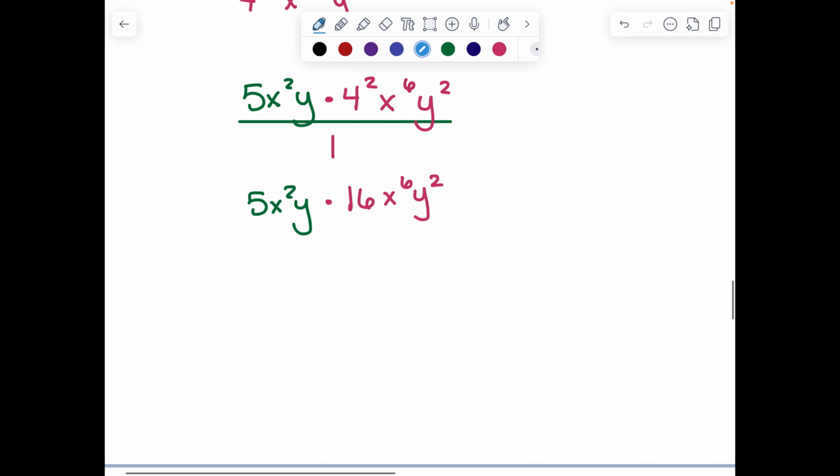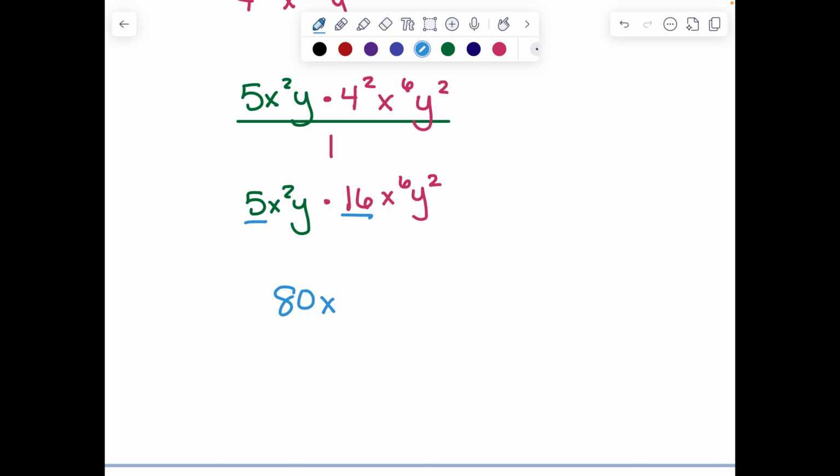So now we'll go ahead and multiply. 5 times 16 gives me 80. Combine our x squared, x to the 6th gives us x to the 8th. Y to the first times y squared gives me y to the third. So our final answer is 80 x to the 8th, y to the third.